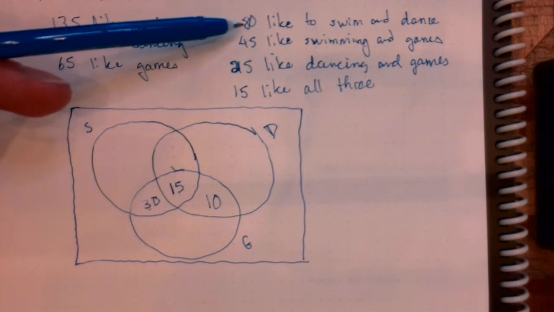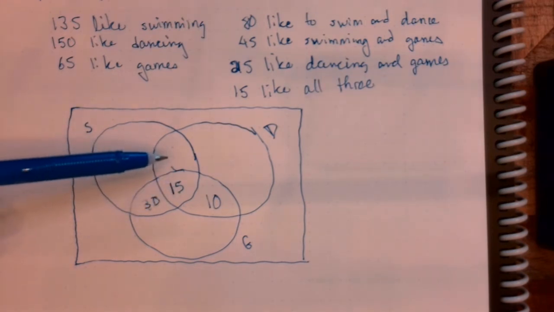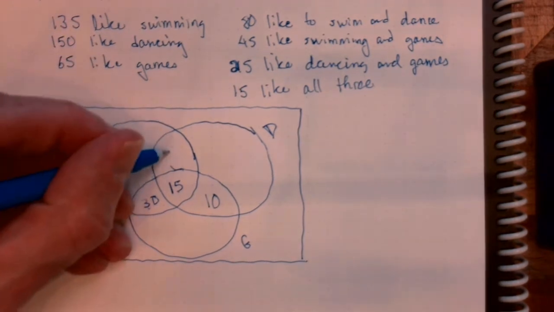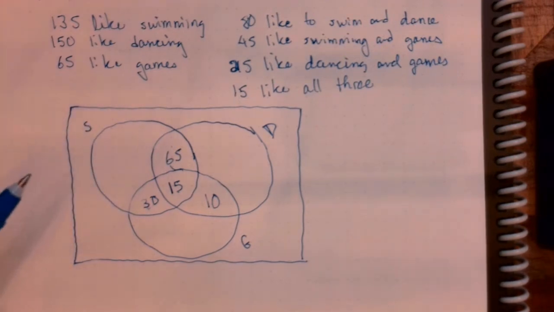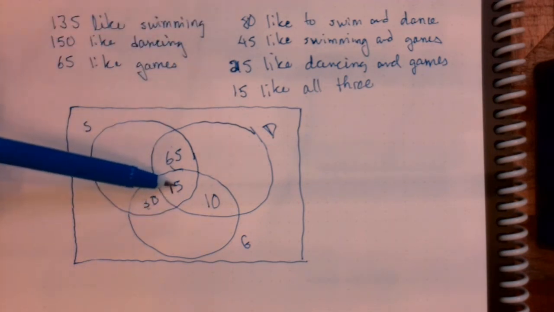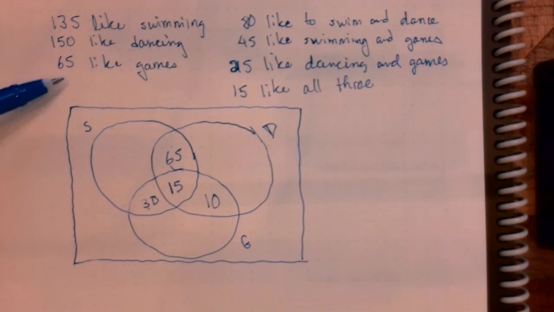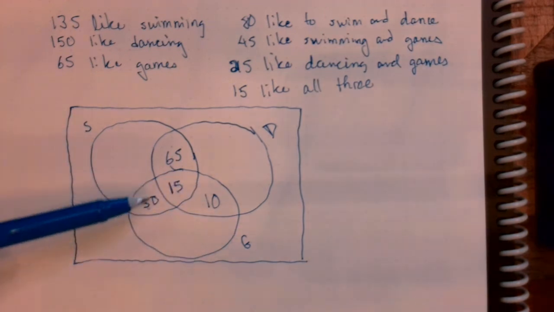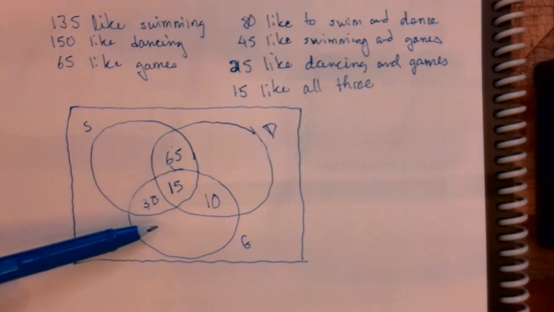Up here they tell us 80 people like to swim and dance. We've already accounted for 15, so 15 plus what is going to give me 80? That should be 65, because 15 plus 65 gives me 80. Notice, once again, we're going from the bottom up. Fill out the middle, then fill out these regions, and now we're going to fill out the remaining stuff. They tell me 65 people like games, so that's the entire circle for G. All the regions in G together have to total 65.